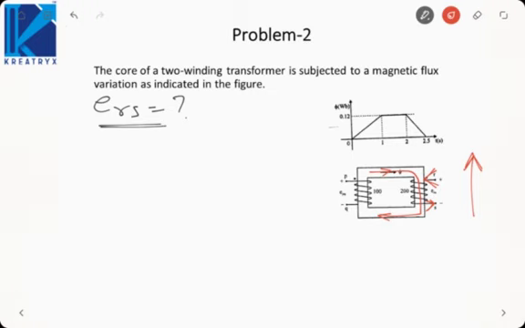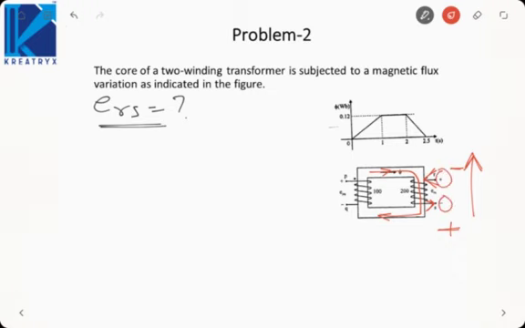We know that the secondary always delivers the current. Primary absorbs the power and secondary delivers the power. That means this terminal should be positive and this should be negative, because for delivering the power, current must come out of the positive terminal. So S will be positive, R will be negative. That is, the terminals have been marked as opposite.